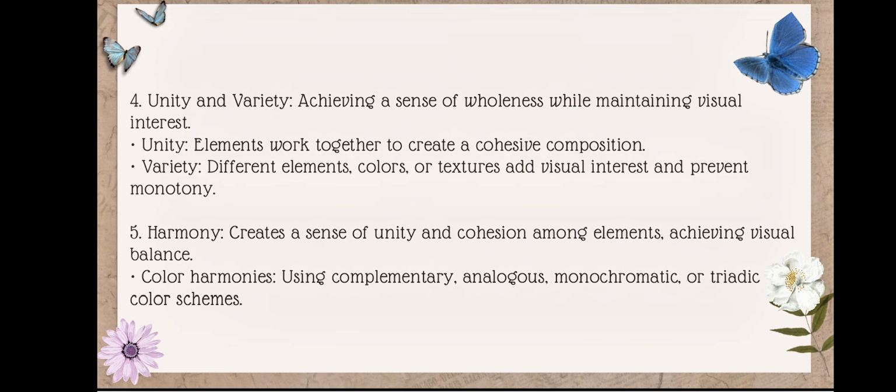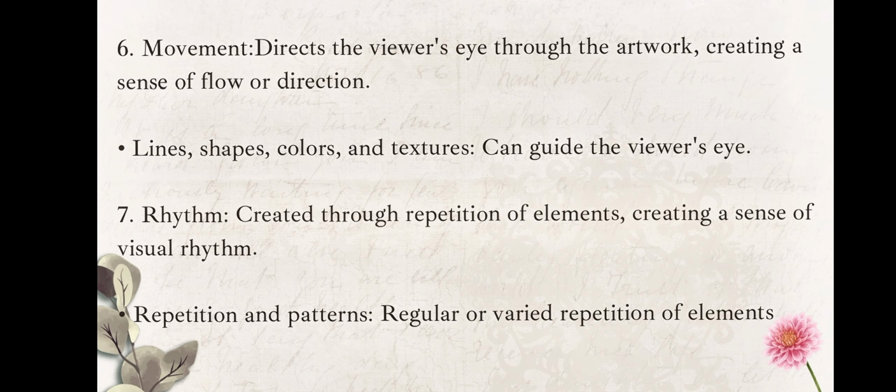Harmonies use complementary, analogous, monochromatic, or triadic color schemes. Movement: directs the viewer's eyes through the artwork, creating a sense of flow or direction. Lines, shapes, colors, and textures can guide the viewer's eye. Rhythm: created through repetition of elements, creating a sense of visual rhythm. Repetition and patterns: regular or varied repetition of elements.